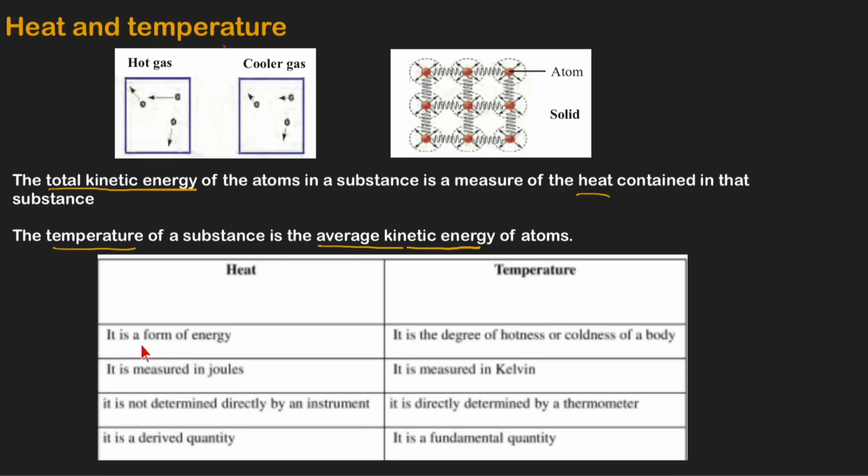Now there is a difference between heat and temperature. First point, heat is a form of energy, and temperature is the degree of hotness or coldness of the body. Second, heat is measured in joule, temperature is measured in Kelvin. The SI unit of heat is joule, and of temperature is Kelvin. Third, heat is not determined directly by an instrument, and the temperature is directly determined by the instrument thermometer. Heat is a derived quantity, temperature is a fundamental quantity. You can study derived and fundamental quantities in 11th standard.